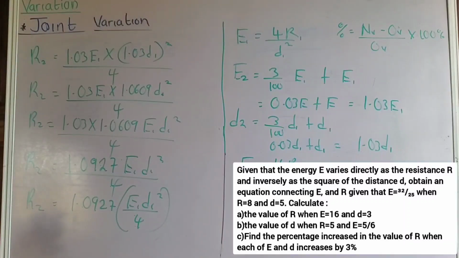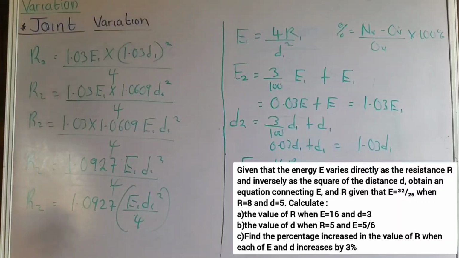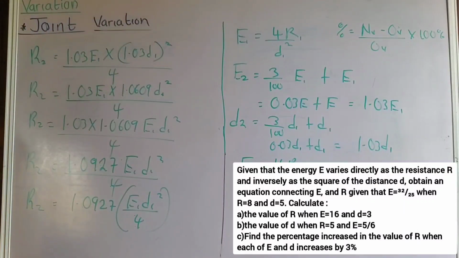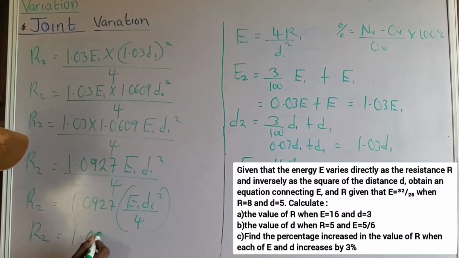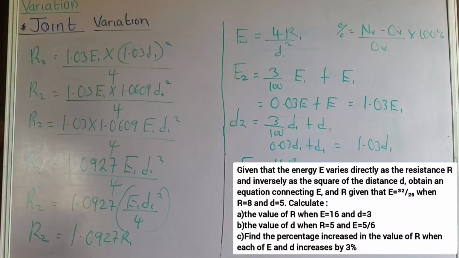Do you understand? Now, don't forget that this entity that you see here is R1, because R1 is E1 D1 squared all over 4. So R2 automatically is 1.0927 R1. Okay, so now back to the question. You must learn how to interpret. So let's go back to the question.